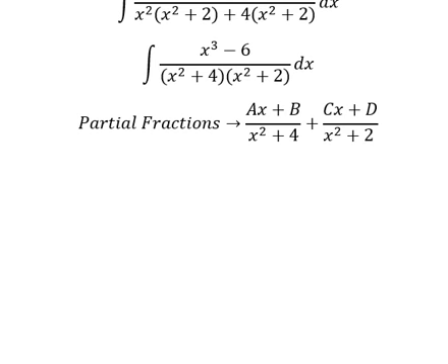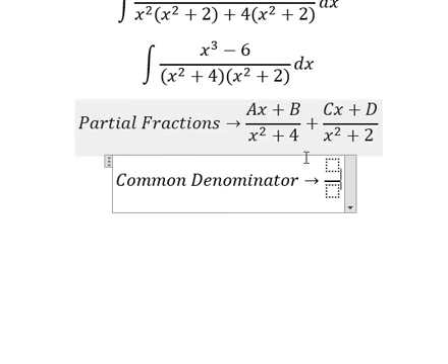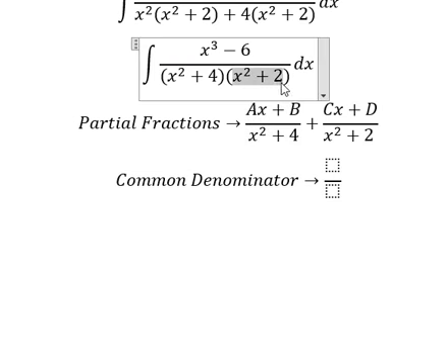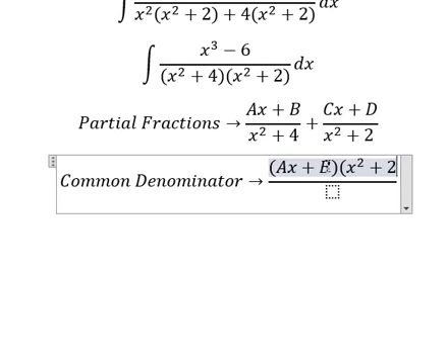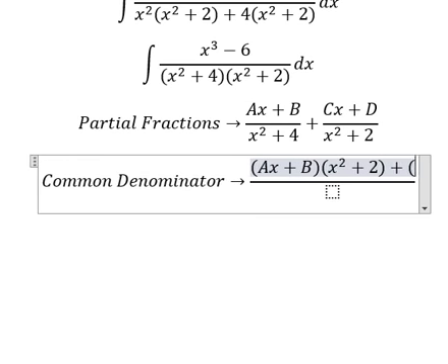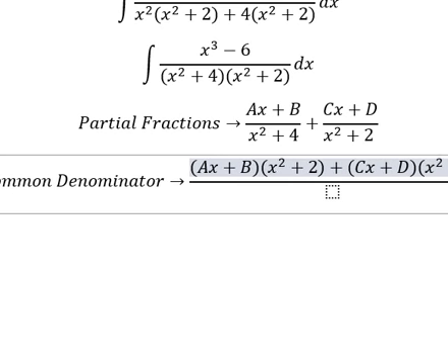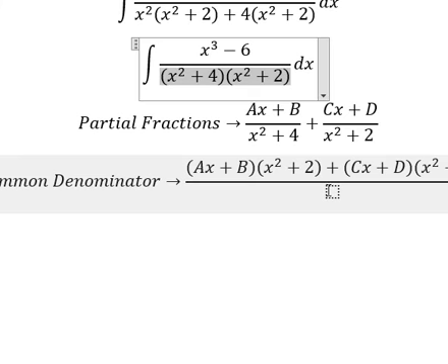Now we do common denominator. So about this one, it is missing about s squared plus 2. So as plus b multiplied by s squared plus 2. About this one, it is missing about s squared plus 4. So cs plus d multiplied by s squared plus 4. And we put this one go in here.